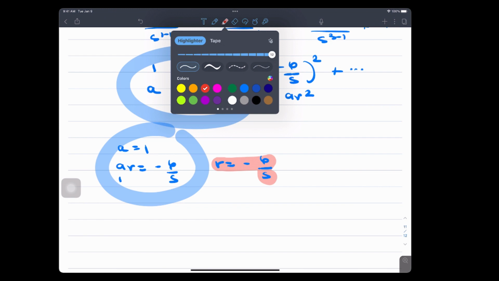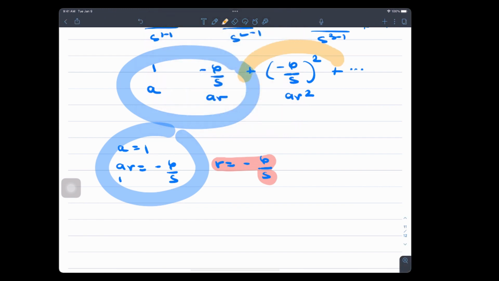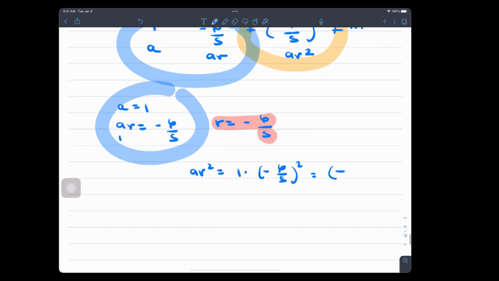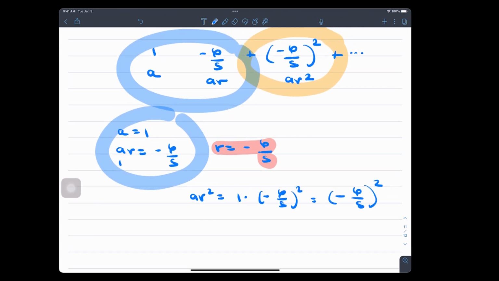Okay, what do I have to check to see if this is geometric again? You have to do what? Yeah, AR squared. So AR squared becomes 1 times negative 6/5 squared. And isn't that negative 6/5 squared? Isn't that AR squared? So we have a geometric series.